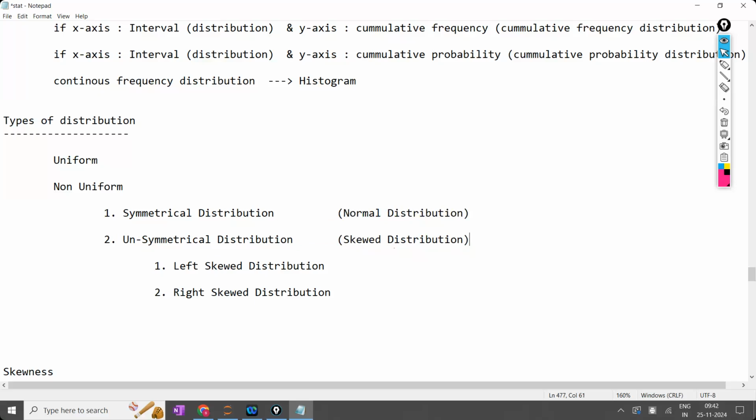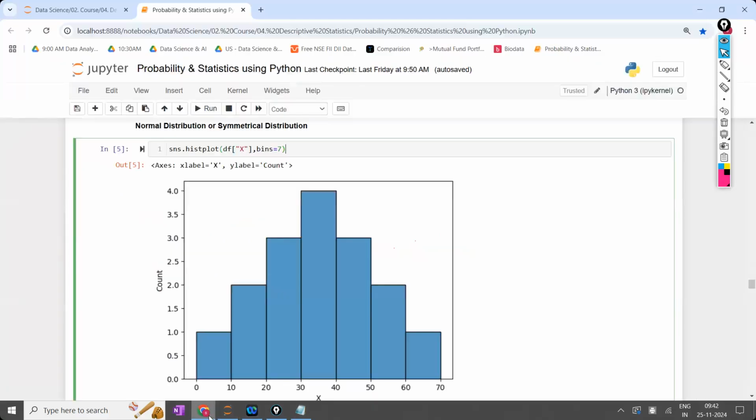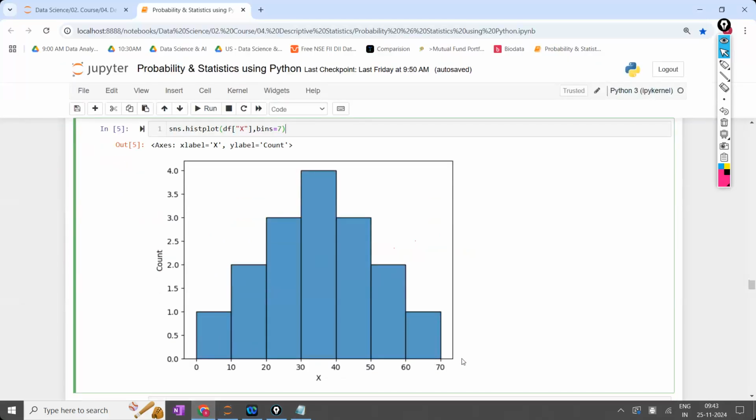Okay. Now, symmetrical distribution. What is meant by symmetrical? Here, what is the starting number and what is the ending number? The starting number is 0 and the ending number is 70. In between, what is the center number? That is 0 plus 70 divided by 2, which is 35.